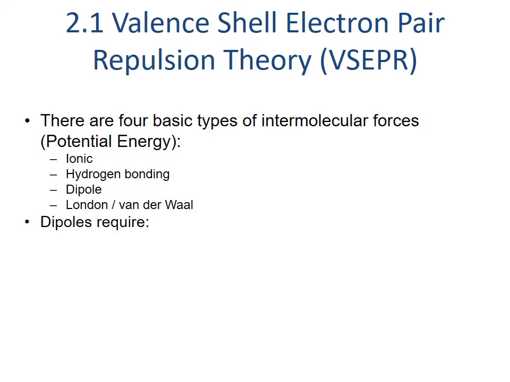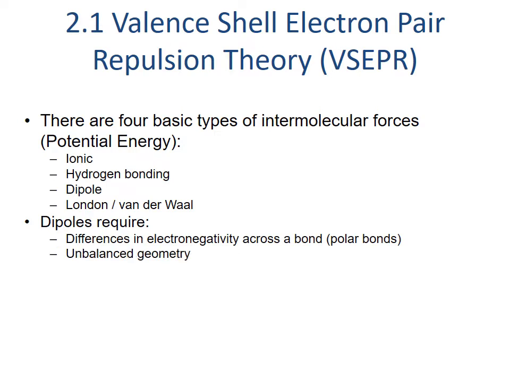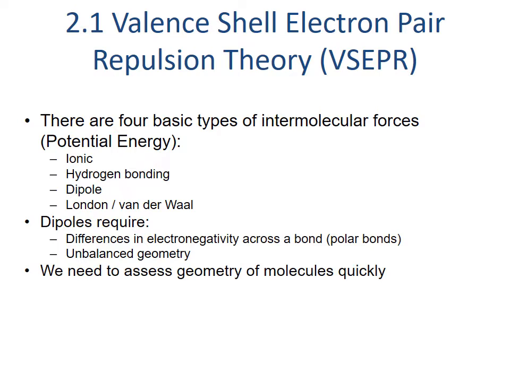Dipoles, however, need a little bit more effort to identify in a molecule, unlike the other forces. They require bonds that are polar and not symmetrical. If we want to understand dipoles in a molecule, we need to be able to think about geometry. We'll also see later that geometry at any atom will control what types of interactions that atom can have based on spatial constraints, especially in Chapter 4. Valence shell electron pair repulsion theory gives us a way to assess the geometry at any atom fairly quickly.